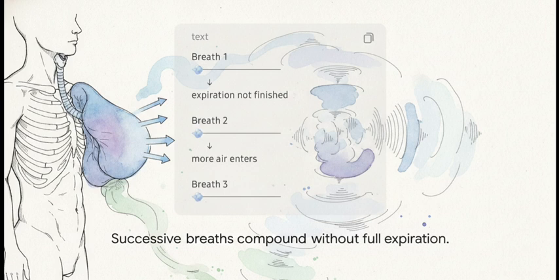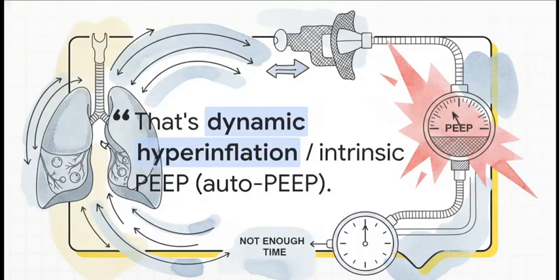Their lung is turning into a balloon that's being blown up more and more without ever being allowed to fully deflate. As our source material explicitly states, when air gets trapped like this, that's dynamic hyperinflation, or intrinsic PEEP, commonly called auto-PEEP. Why does this happen? Well, usually it's because there simply isn't enough time to exhale. And this is exactly why indiscriminately cranking up a patient's respiratory rate, especially in someone with severe obstructive disease like COPD, can make things terribly, terribly worse. You are robbing them of the expiratory time they desperately need, forcing their lungs to hyperinflate.